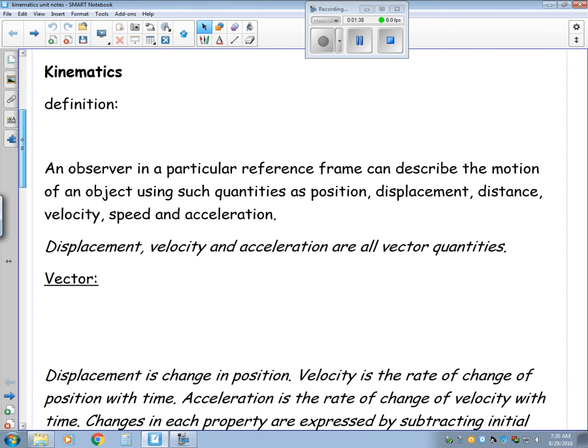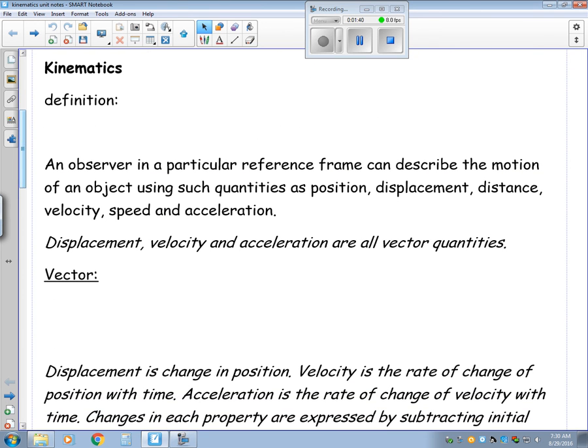All right, so kinematics, what exactly is it? It's kind of a big fun word, kinematics. All it is, is the study of motion. So what we're going to have is an observer in a particular reference frame that can describe the motion of an object using quantities such as position, displacement, distance, velocity, speed, acceleration. And there's all kinds of things we can do with that.